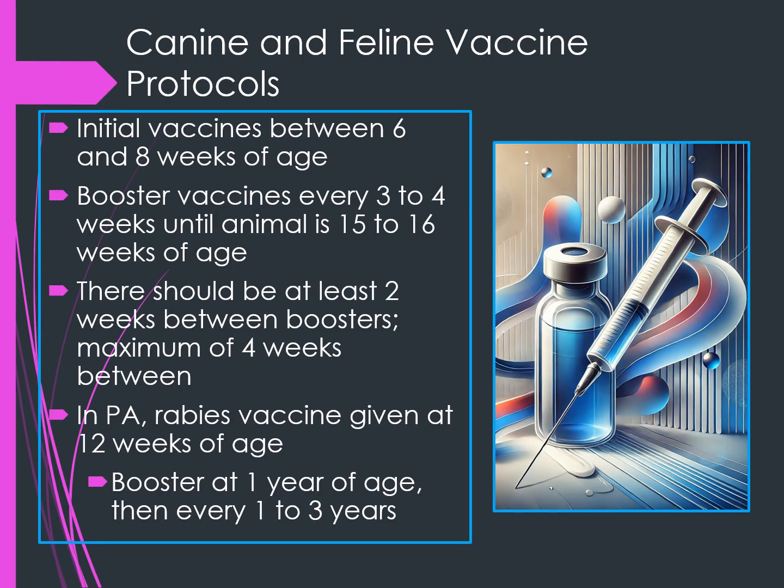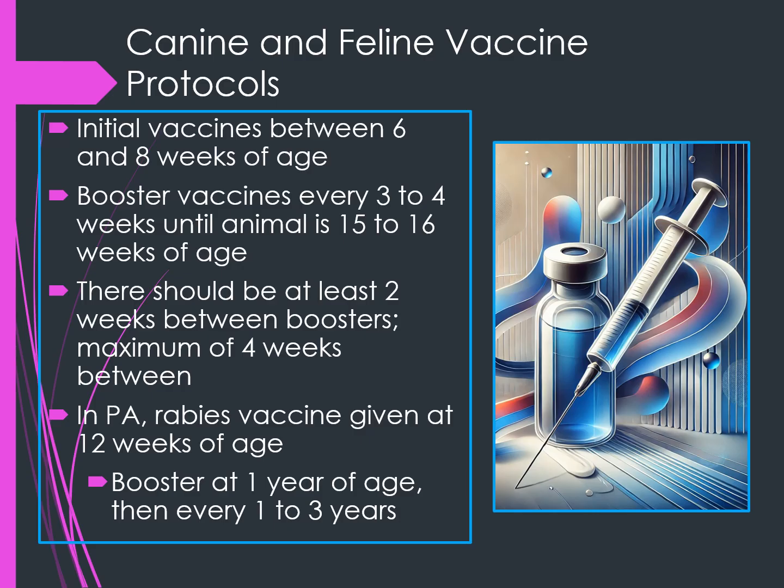So just a review for puppies and kittens, initial vaccine should start between 6 and 8 weeks of age when the maternal antibodies are still present but maybe dying off and we are not able to make our own antibodies. And then to fill that immunity gap, we booster the vaccines every 3 to 4 weeks until the animal is about 15 to 16 weeks of age when they should be able to make their own antibodies.